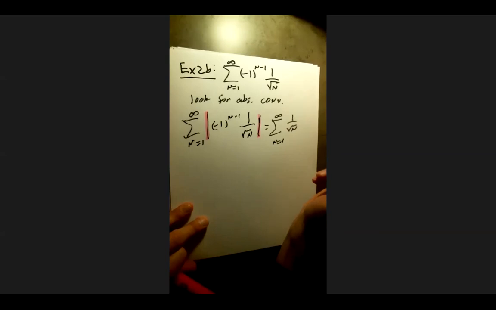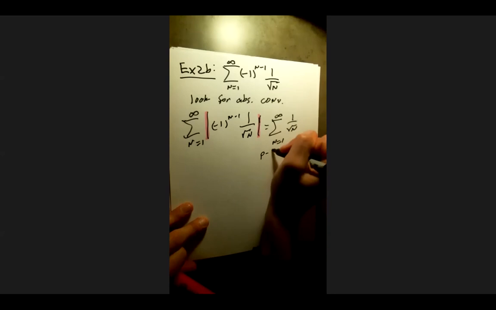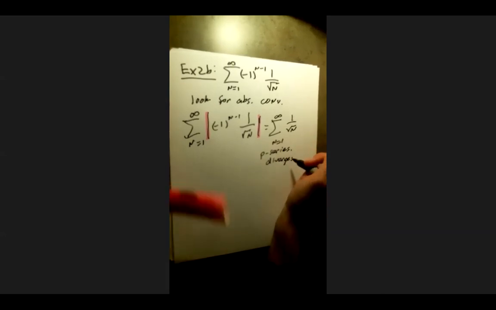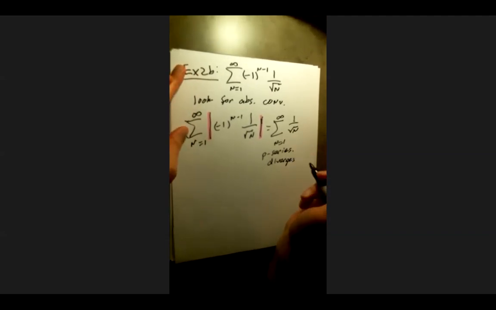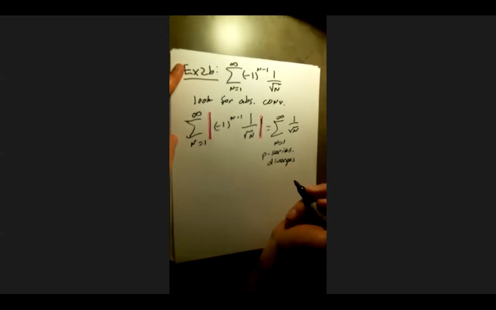What kind of series is that? It's a p-series. Good. And does it converge or diverge? Diverges. So what does that tell us about the series that we started with? Nothing. Well, it's a little bit better than nothing. It tells us that it doesn't absolutely converge, right?